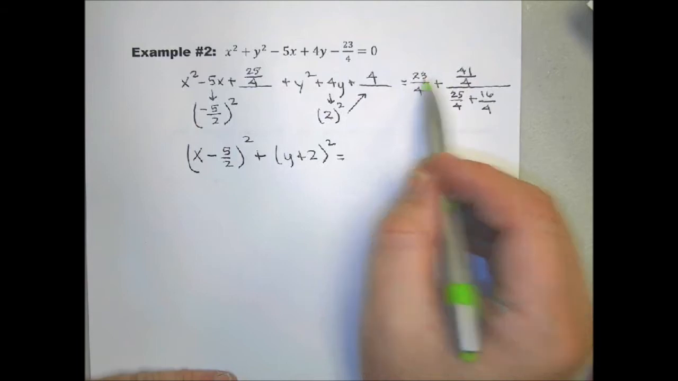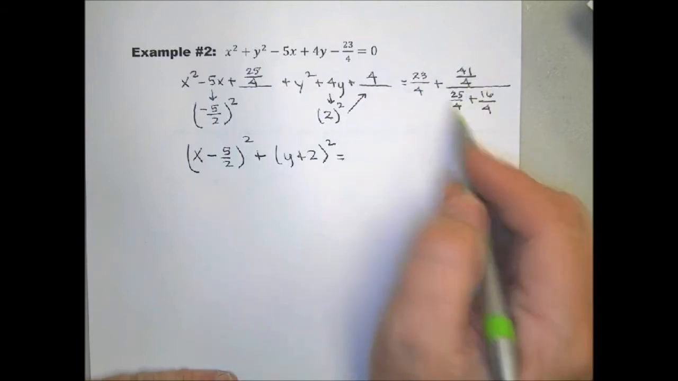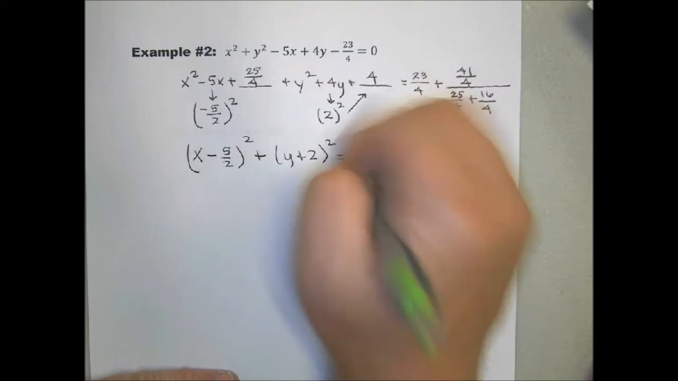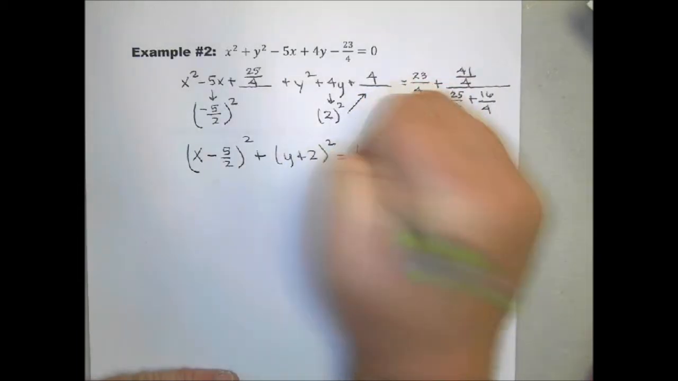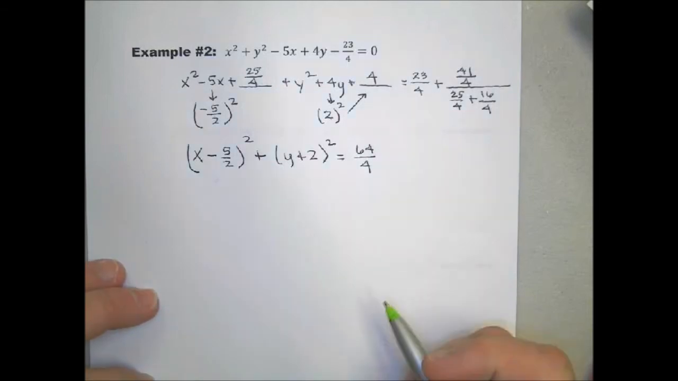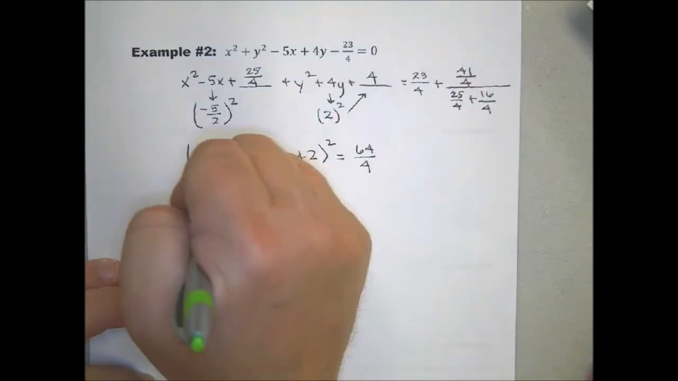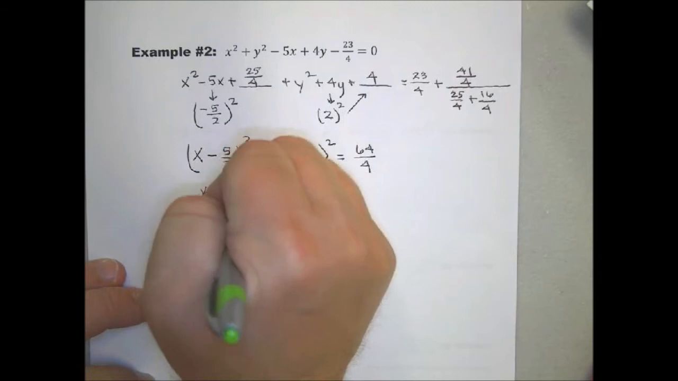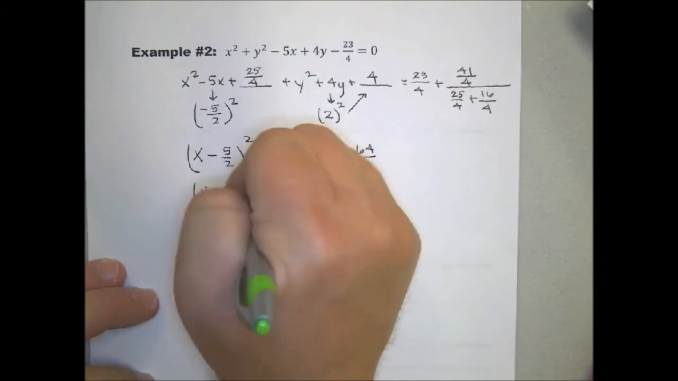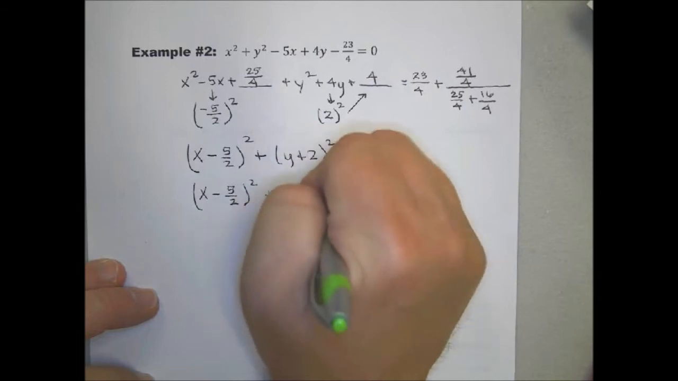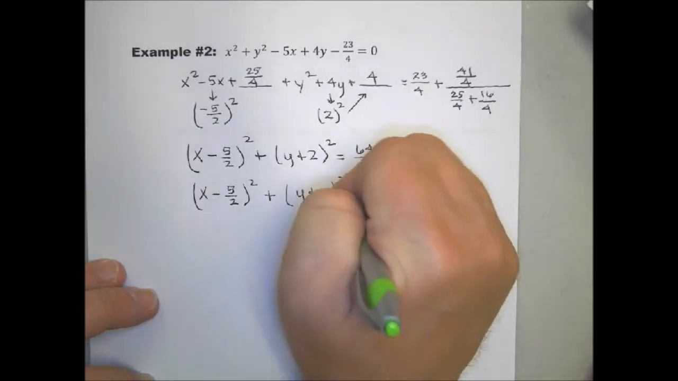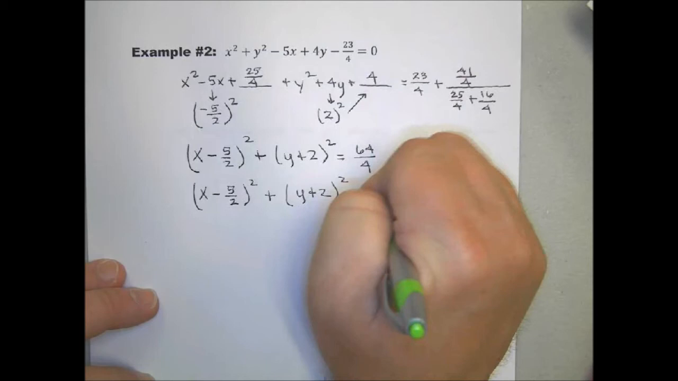23 plus 41 would be 64 fourths. And 64 fourths is 16. So we have (x minus 5/2) squared plus (y plus 2) squared equals 16.